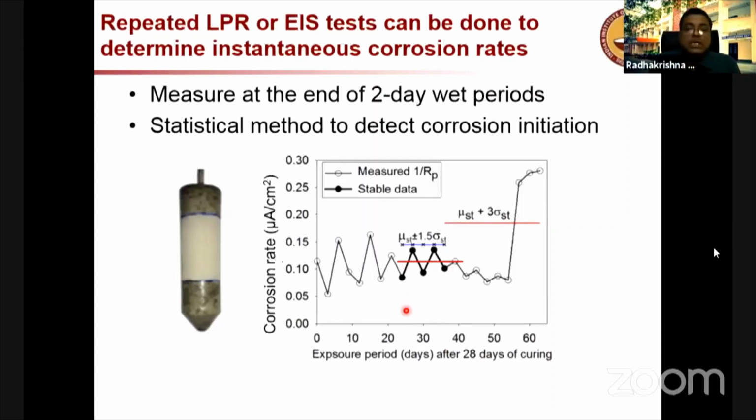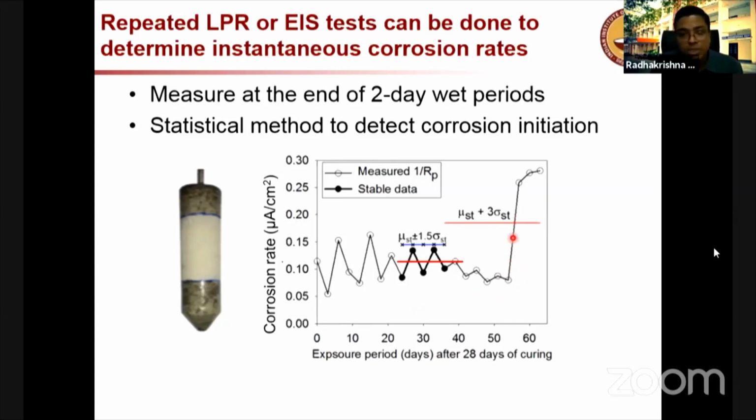So this is how the testing is done. You collect a lot of corrosion rate measurements. You keep on doing the wetting and drying, cyclic wet-dry exposure. At the end of every wet exposure period of about 2 days, you take a corrosion rate measurement and then see when there is a statistical increase in the corrosion rate.